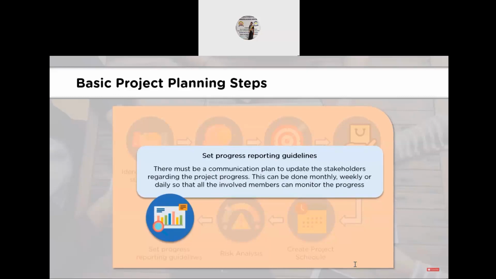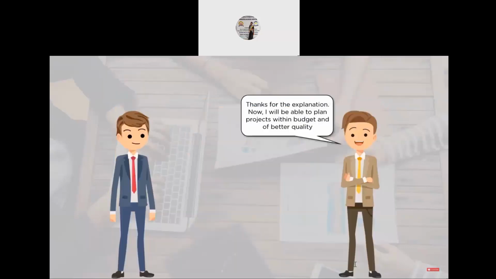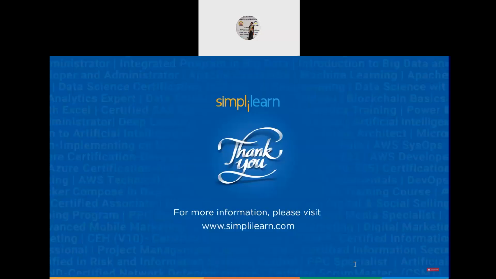The last step in project planning is to generate progress reports. In this step, we update the stakeholders about the project growth, and it is done so that all the concerned team members can have a look at the progress of the project. After all this information, Max thanks Jack for the explanation and looks forward to planning projects within the budget and of better quality. With this, we have come to the end of this session.